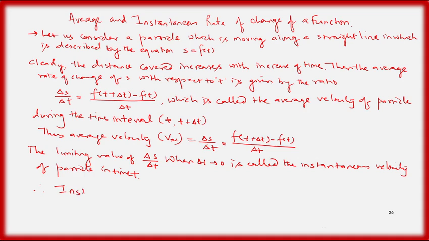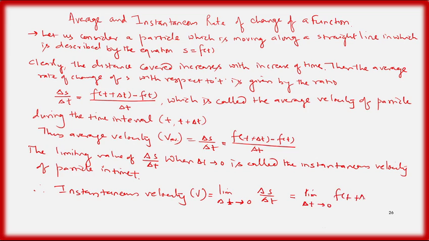Therefore, instantaneous velocity v equals limit delta t tends to 0 of del s by del t, equal to limit del t tends to 0 of f of t plus delta t minus f of t by delta t. This is the first part.